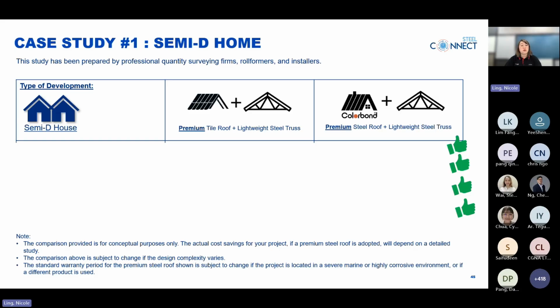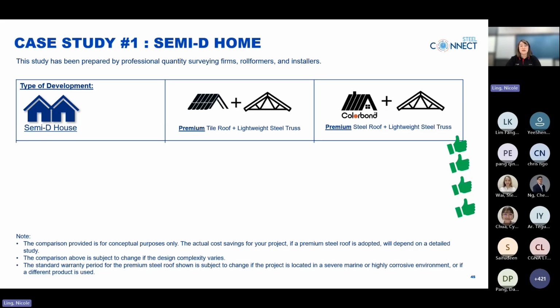So starting from the construction cost, a premium steel roof with ColourBond steel delivers up to 18% cost saving. This includes both the roof system, the metal deck material, and also installation costs. Steel roofing uses prefabricated, long-length panels, which install much faster than individual tiles. Fewer installation days means lower manpower costs.